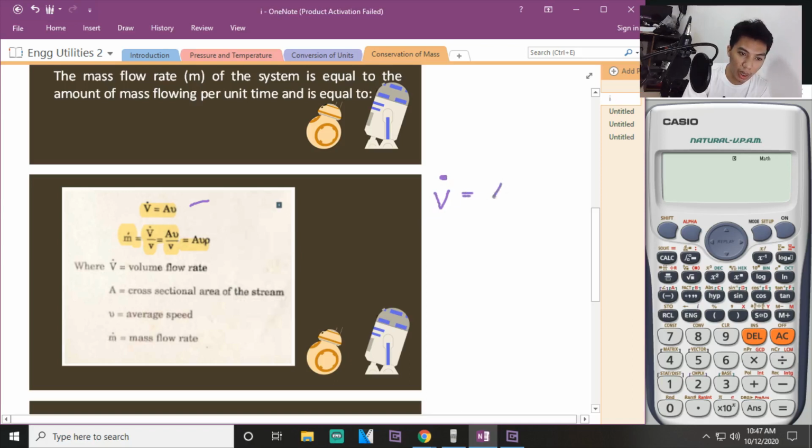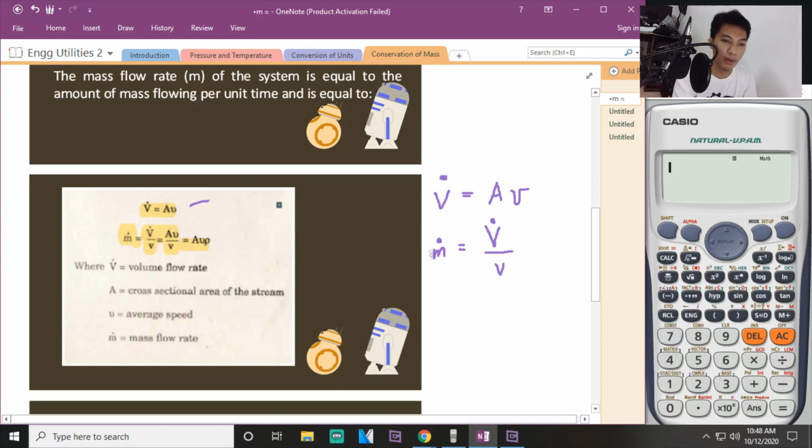And that is equal to the area, cross-sectional area ng passageway multiplied to the velocity of that body. Now, for the mass flow rate, yung mass flow rate mo is equal to yung volume flow rate mo divided by V. What is V? That is, makikita nyo, ito volume flow rate divided by velocity.